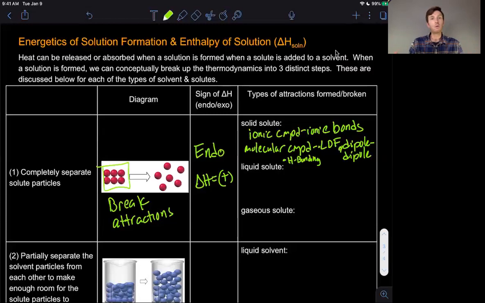Or we have hydrogen bonding. Maybe we have our glucose molecules, where we have oxygens bonded to hydrogens, and so we have the ability to undergo hydrogen bonding. Then we go to our liquid solute.